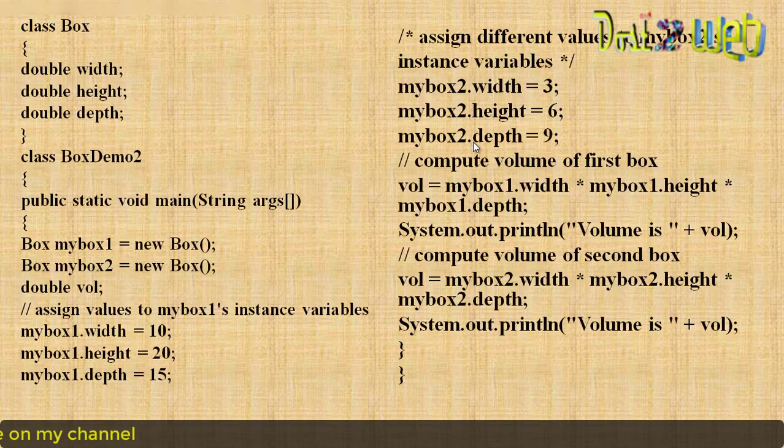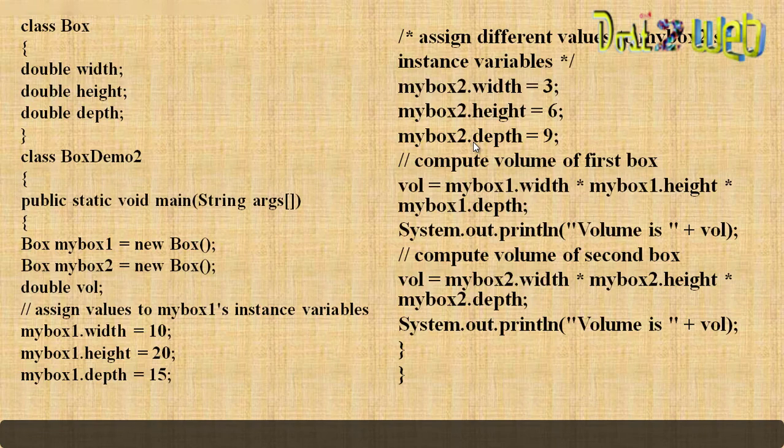Similarly, the box. So what happened here? Width, height and depth, these are the instance variables, and these are the members of class Box. So these all are members of Box. Now you have BoxDemo2. You are going to create two instances, that is myBox1 and myBox2. So myBox1 is an instance of Box, and myBox2 is an instance of class Box.